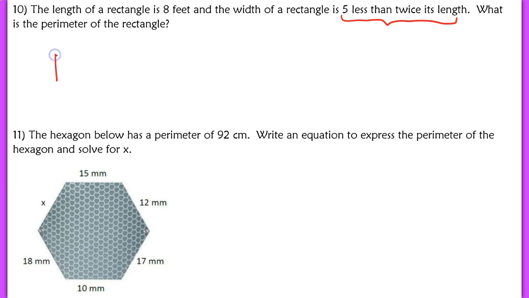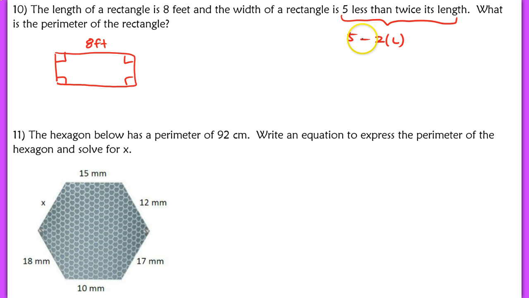So let's first draw a diagram, because that's really helpful whenever you're dealing with a perimeter question. So I have a rectangle here, and one of the side lengths is 8 feet long. Now the other side says the width of the rectangle is 5 less than twice its length. So this is an expression that we need to try to write and figure out what that width here would be. So if we read this, 5 less than twice its length, sometimes I'll have students who write 5 minus 2 times that length.